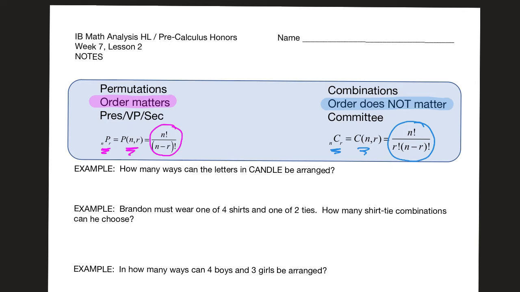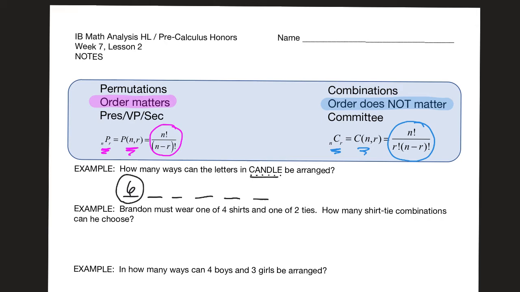Okay, so let's start with this first one. In how many ways can the letters in candle be arranged? Well, first thing, there are 6 different letters. So in this first position, we can put any of those 6 letters.